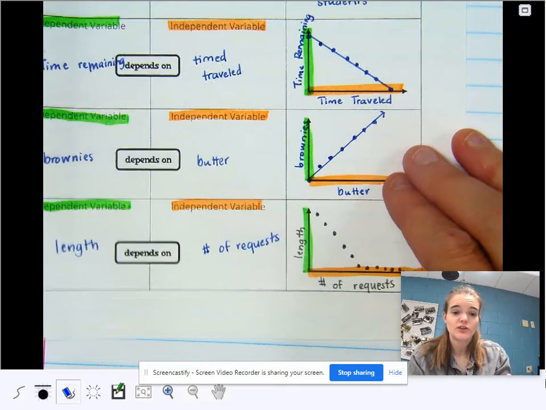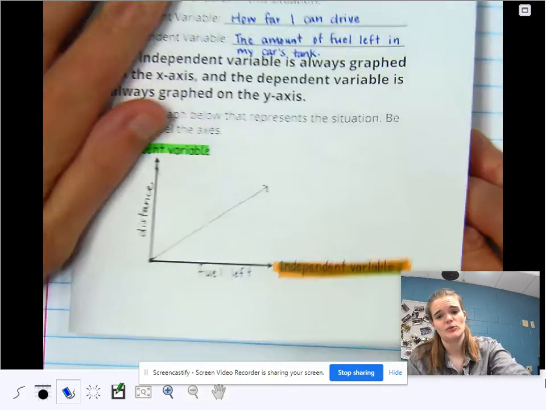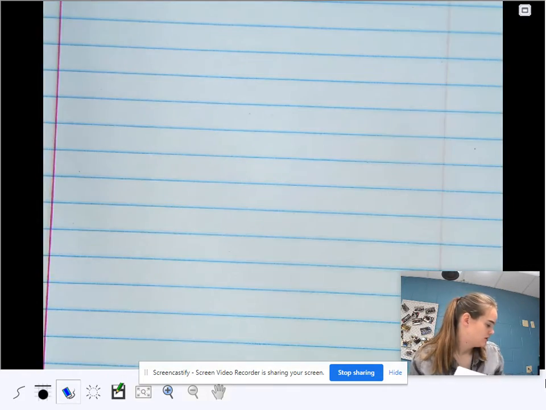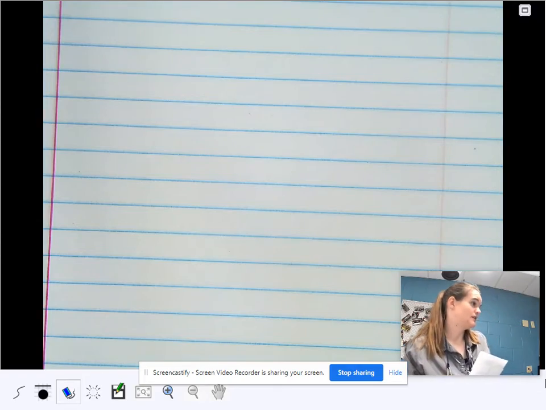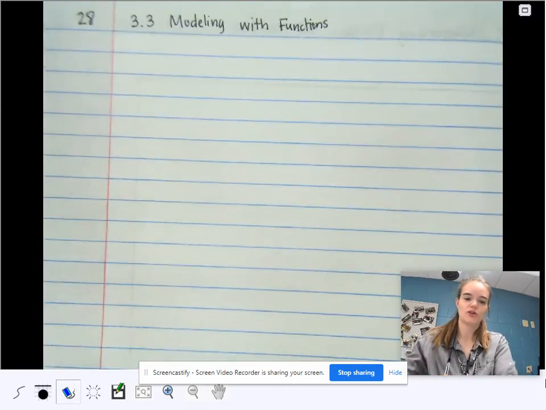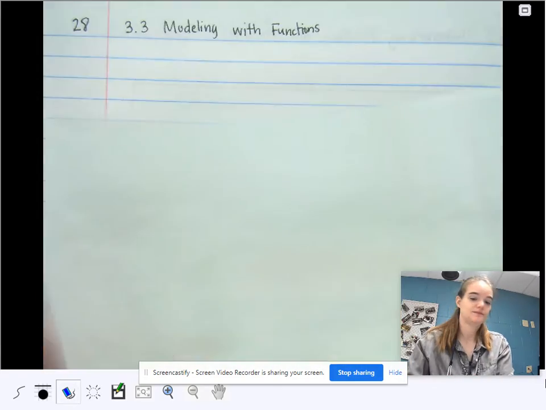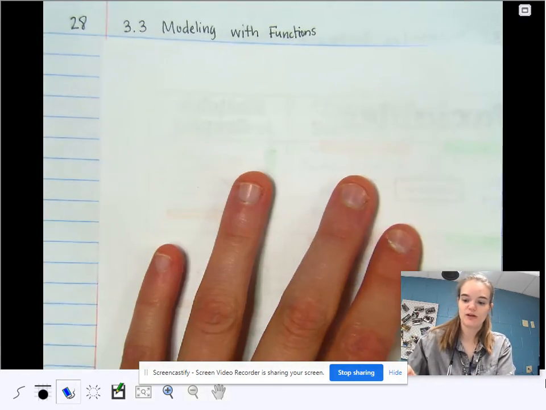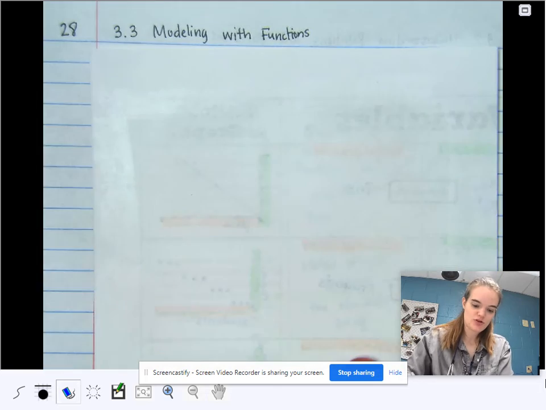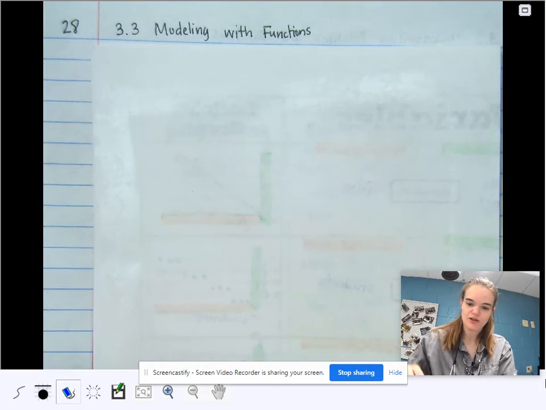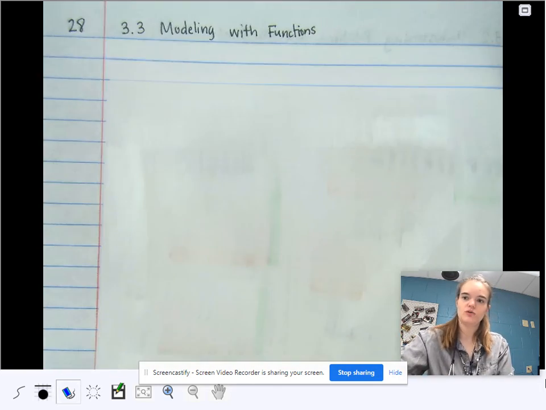All right, we will continue to talk about dependent and independent variables tomorrow. It also is on your homework this evening. You need to glue this in on page 28. We will do page 29 tomorrow. After you have glued it in, or you wrote on that page, I will see you tomorrow.